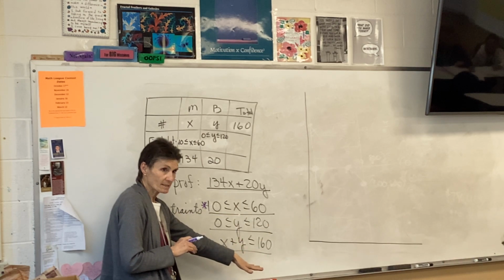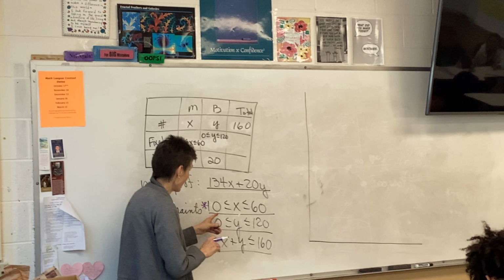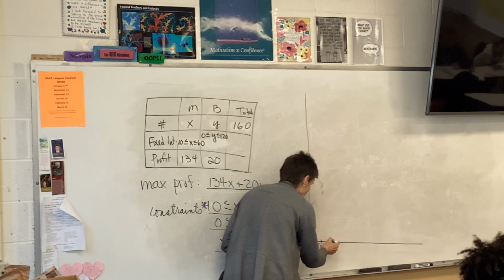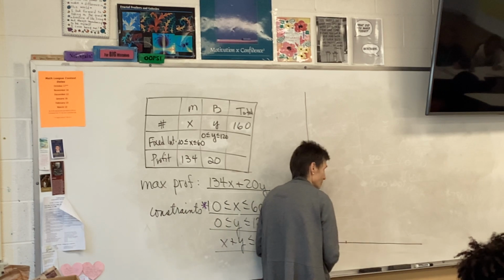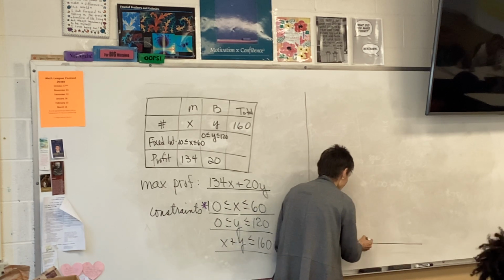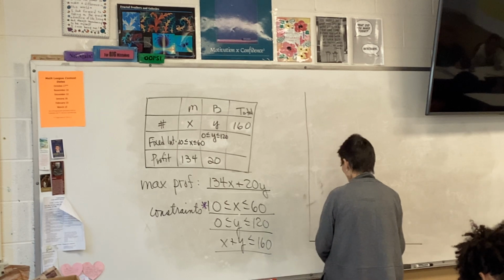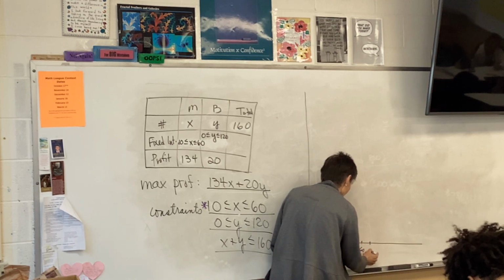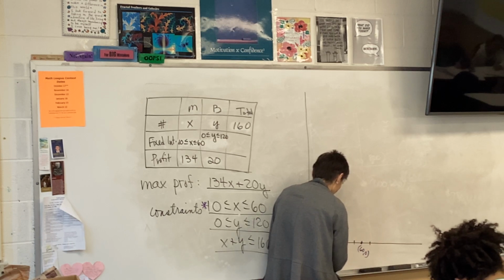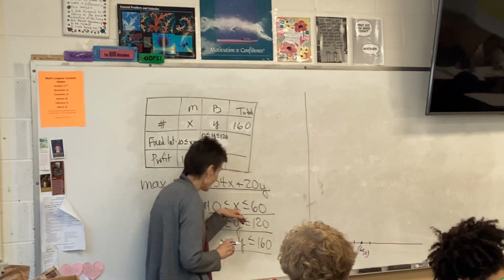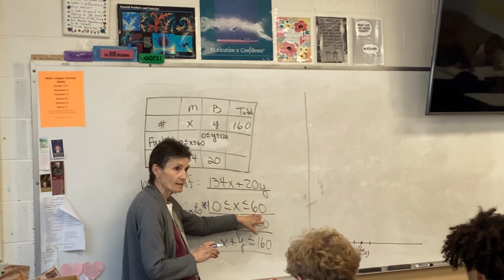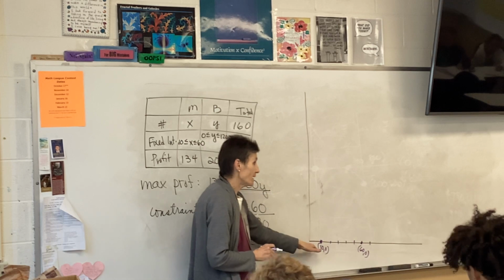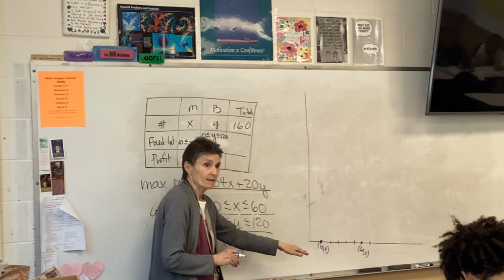to my x-axis, and I put a dot at 10, 1, 2, 3, 4, 5, 6. And a dot at 60. And right there, X is between 10 and 60. So I have a dot on my x-axis at 10 and one at 60.